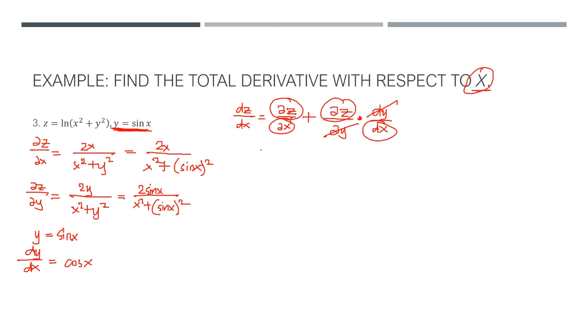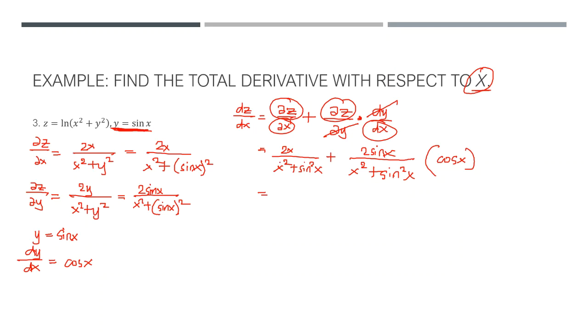Okay, so substituting now the values, we have the partial derivative of z with respect to x, which is 2x all over x squared plus sine squared x, plus the partial derivative of z with respect to y, which is 2 sine x over x squared plus sine squared x, times the derivative of our y with respect to x, which is cos x. So again, we can simplify this one by factoring out what's common.